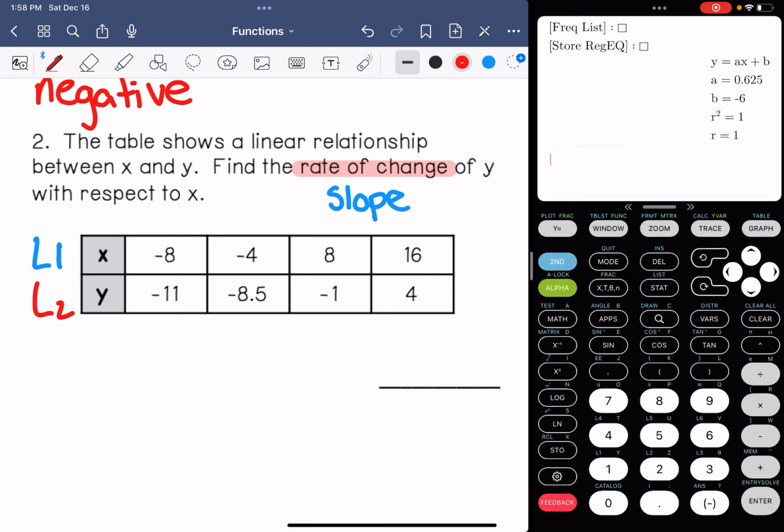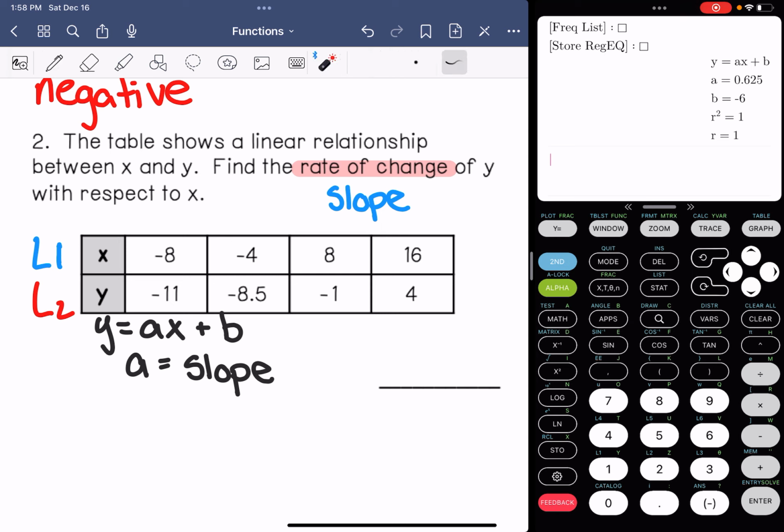It is your job to remember that in your calculator, that first value it gives you right there, a, is your slope. A is your rate of change. Y equals ax plus b. That a is the same thing as m, it is your slope. So in this case, our slope is a equals 0.625.